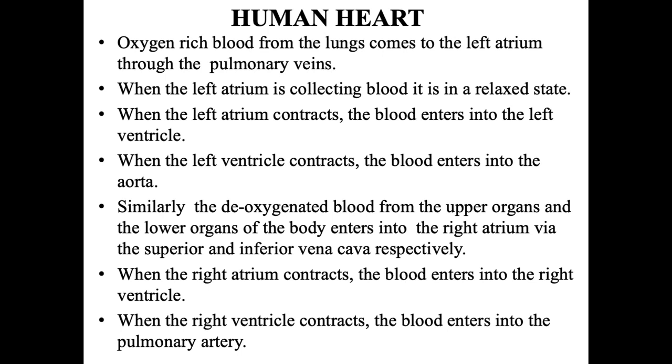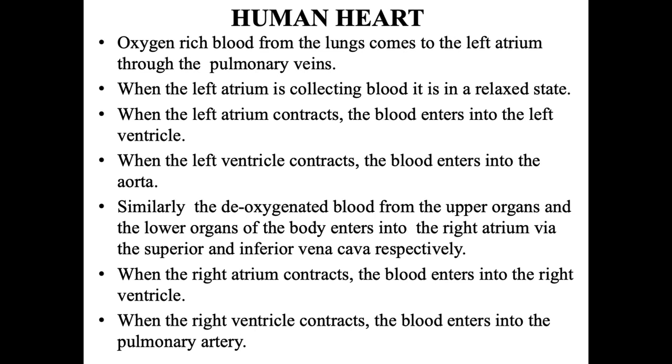When the left atrium relaxes, the blood flow is taking place from the pulmonary vein to the left atrium. When the left atrium is full of blood, what happens? It will contract, and through the bicuspid valve, it will pass on the oxygenated blood to the ventricles. At that time, the ventricles are in a relaxed state, and as soon as it gets filled up, it will contract, and it will pass the blood to the aorta through the semilunar valves. And through the aorta, the blood flows in the whole of the body.